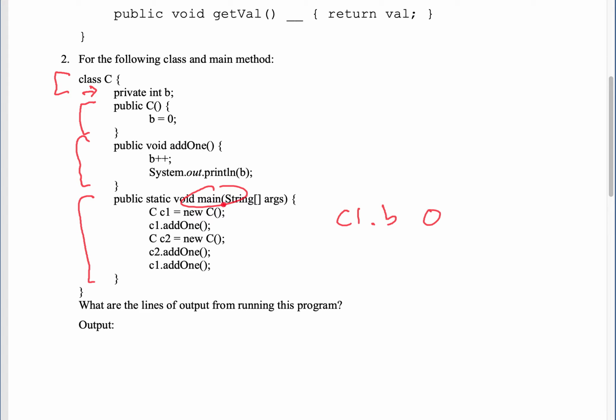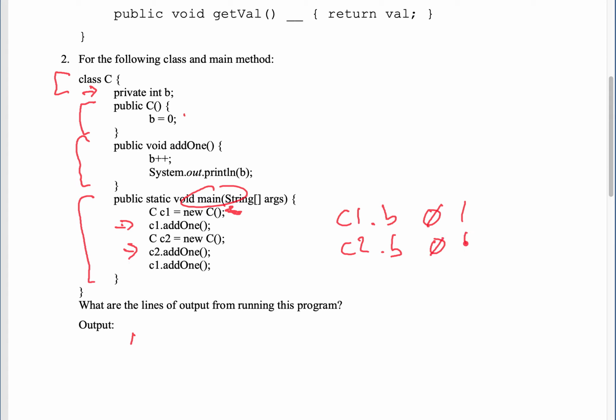All right, so we're going to make a new C object that goes up here. B is 0 and returns. Then I call add 1. So what happens? B gets 1 added to it. It gets incremented. And then we print out B. So down here, output, we get a 1. Then we make another object, C2, and its B instance variable starts off at 0. And then I add 1 to C2.